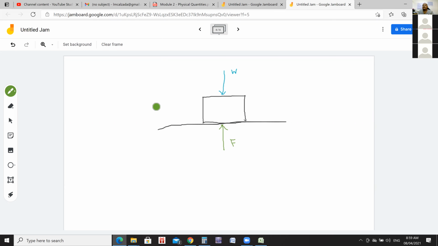0 net force. And according to Newton's second law of motion, or the first law of motion, an object at rest will remain at rest unless acted upon by a net force. There are two forces, but the net force is 0. So meaning to say, it is in equilibrium at rest.